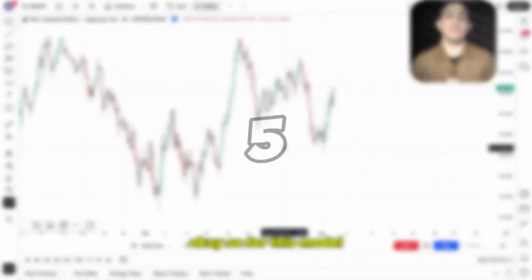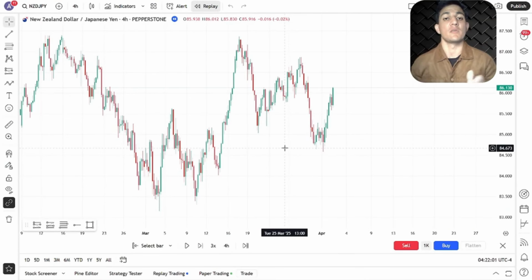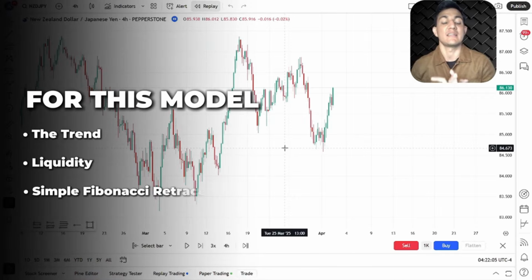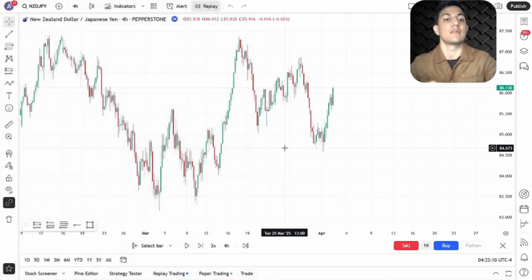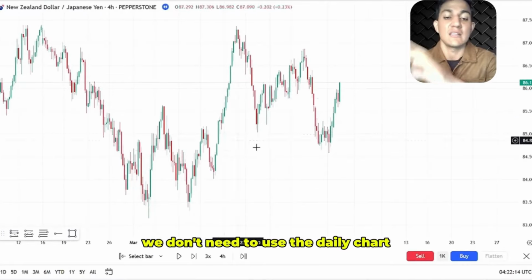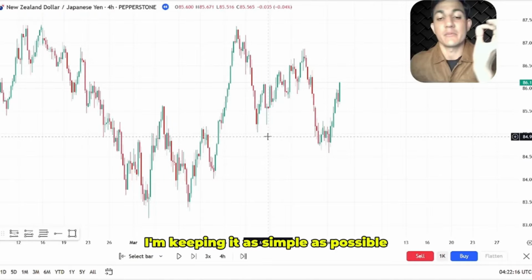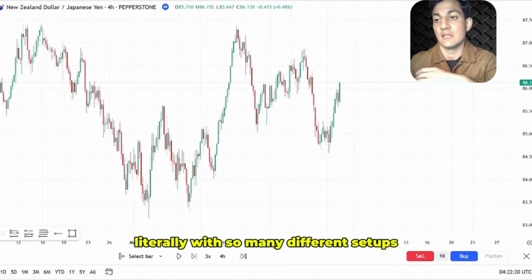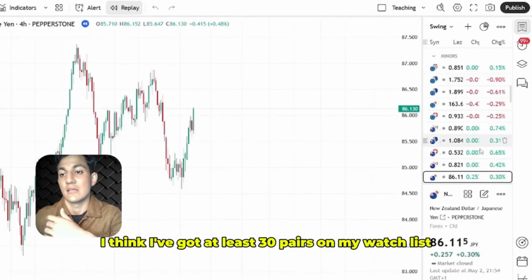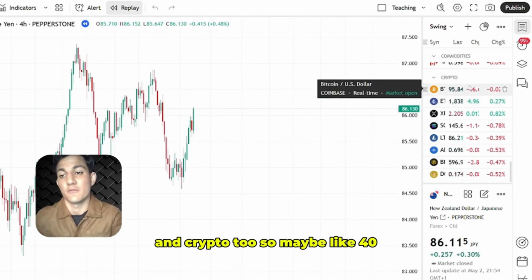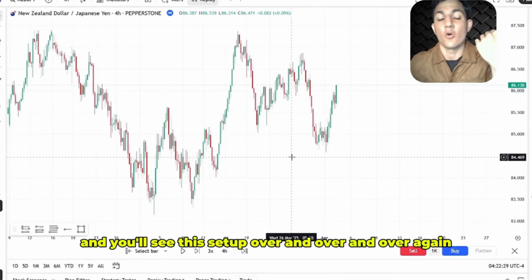So okay, for this model, we only need 3 things. We need the trend, we need liquidity, and then we need a simple Fibonacci retracement or optimal trade entry for our entry pattern. Now, we're only going to use the 4-hour chart for this model. We don't need to use the daily chart or the weekly chart. I'm keeping it as simple as possible, and this is what I do on a day-to-day basis, with so many different setups. I think I've got at least 30 pairs on my watch list, and crypto too, so maybe like 40. And you'll see the setup over and over and over again.